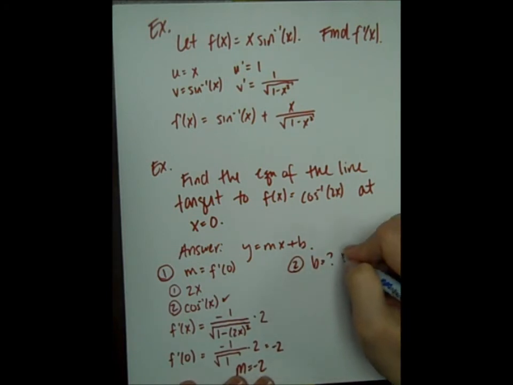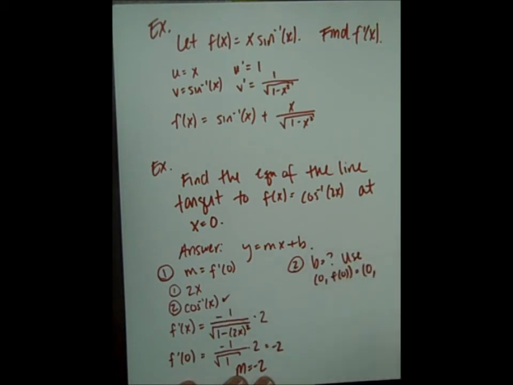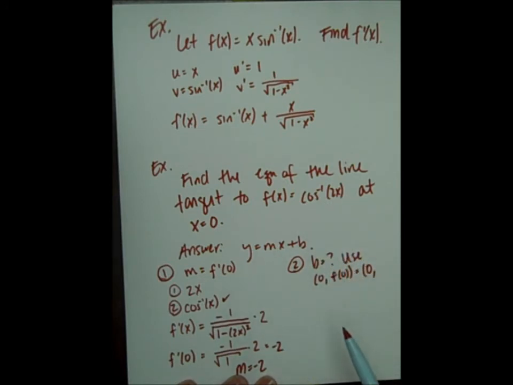Remember, to find b, I'm going to use the point (0, f of 0). Always go back to your original function. Well, if I plug in 0 here, I'm going to get cosine inverse of 0. So what is cosine inverse of 0? That is pi over 2. You could look to your unit circle if you want to. This is saying, when is cosine equal to 0? That would be at pi over 2.